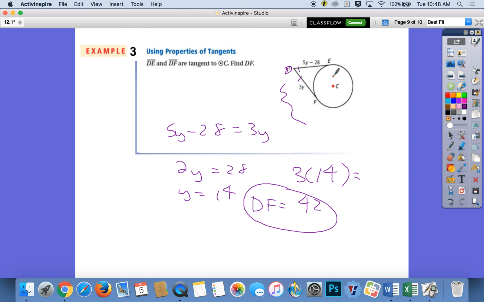And of course, DE would have to be 42 as well. So if you guys put 14 in here, you're going to get 42 as well. So really, theoretically, it doesn't matter which equation you plug it into, but just to be clean, we're plugging it into DF.